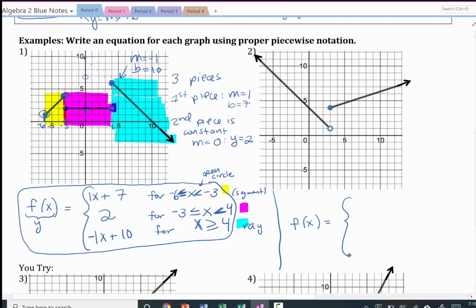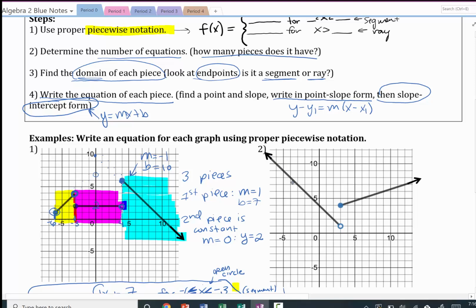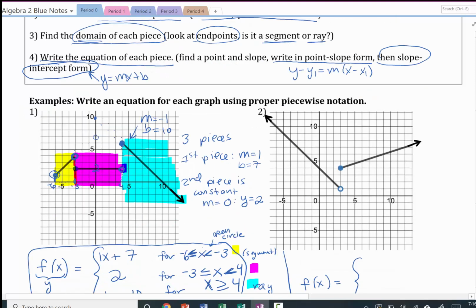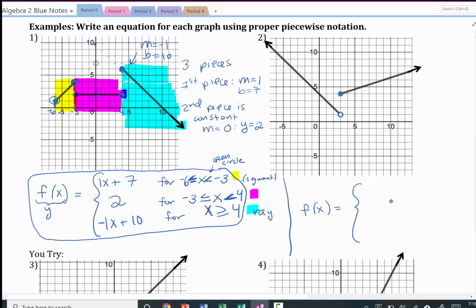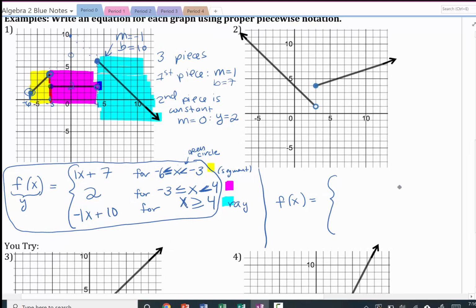Second part would be to consider how many pieces you have, how many equations. So it's going to have 2 because I have 2 rays. So I'm going to have one here and one here. And then I'm just going to put a little comma. Equation, comma, x interval. Equation, comma, x interval. So sometimes you'll see them written this way. Y equals x plus 7 for x's between -6 and -3. And so on. And sometimes it's written this way where it's just an equation and then comma the x interval. So I wanted to show you both ways.